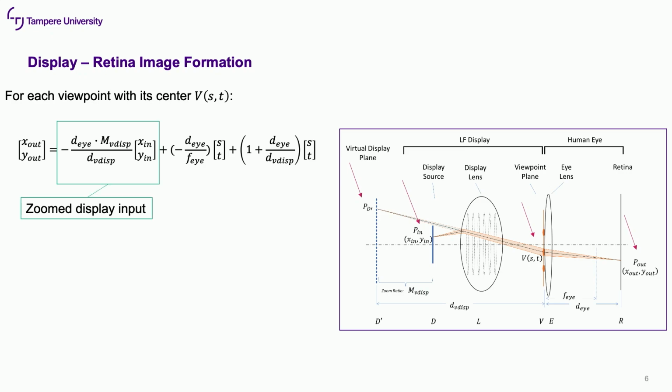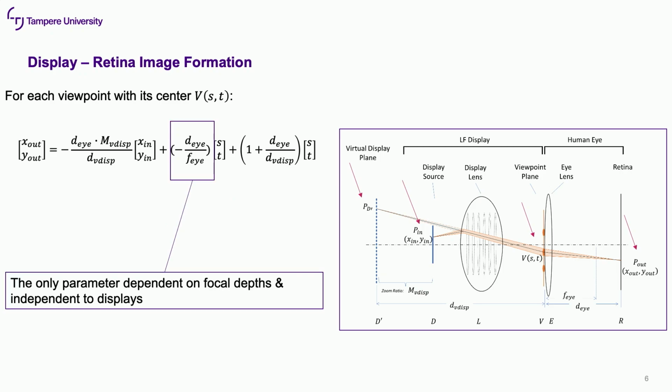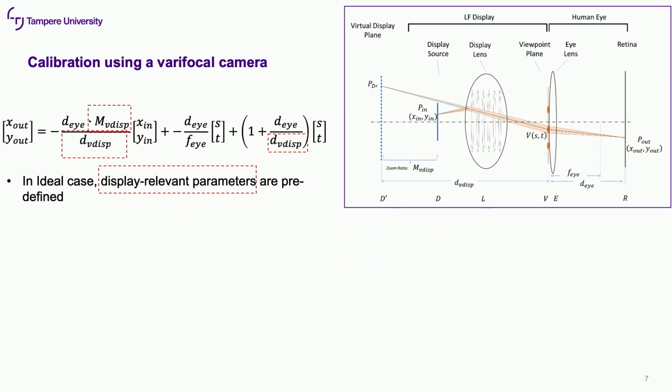This equation implies that the final image of the retina is essentially a zoomed version of the input image with two central shift terms. And one of these central shift terms includes the eye's focal length. In an ideal aberration-free system, the display-relevant parameters are predefined. They remain constant and don't vary with viewpoint locations, wavelengths, or input pixel locations.